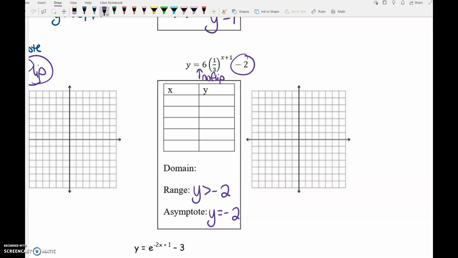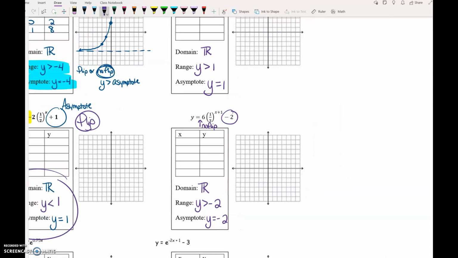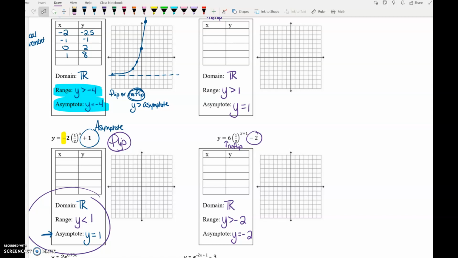Probably was too fast for you to actually click pause and try it on your own. This one moves down 2, so our asymptote is y equals -2, which means our range is y something -2. There's no flip, so it's y is greater than -2, and our domain is all real numbers. Now, on all of these, after you find your asymptote, I would also take the time to dash that in, because then once you find your points in Desmos, having that asymptote line visually on your graph will help you to draw your graph in properly.